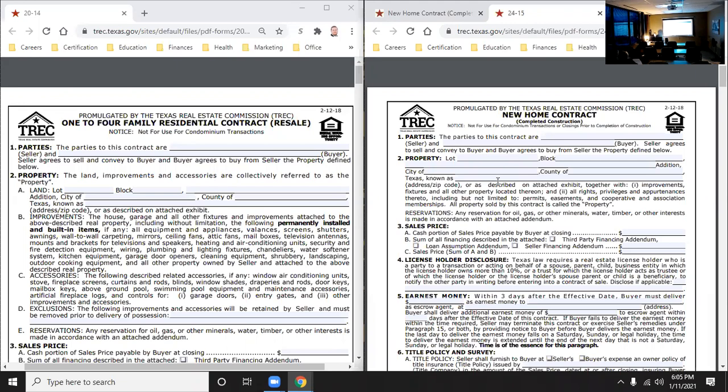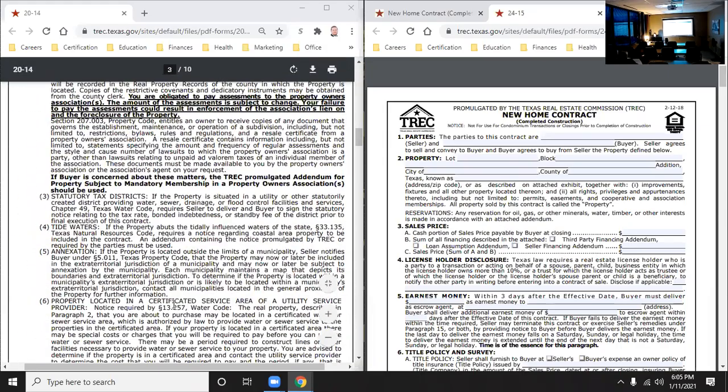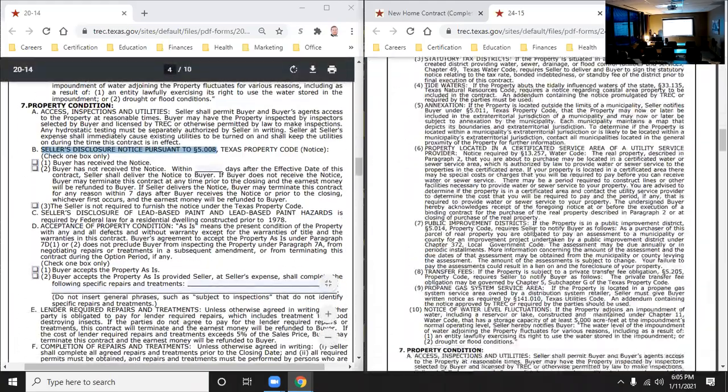Now don't get this confused. A lot of people will say, but that looks similar to the incomplete. Well, yeah, probably. They're both about new home construction. One's incomplete, one's complete. But again, we're basing this off of the 1 to 4 family to the new home. Now, let's move down here to 7.